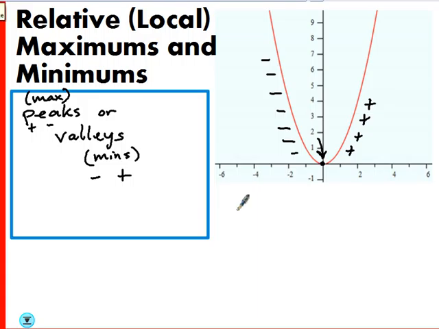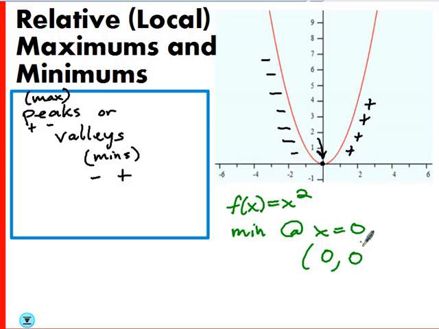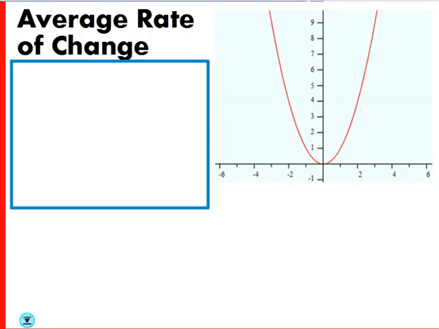And so when we're identifying this, again, this function is f of x equals x squared, the relative extrema, or the relative minimum, would be at x equals 0, or you could put the point notation, the coordinate notation, (0, 0). Either one is acceptable for relative maximums and minimums. So either x equals 0 or the point (0, 0).